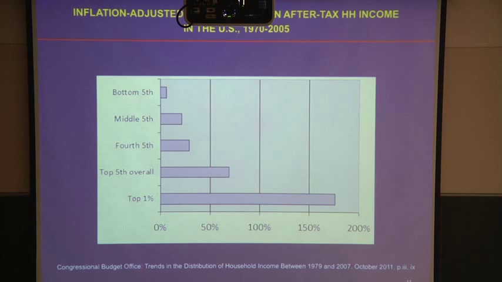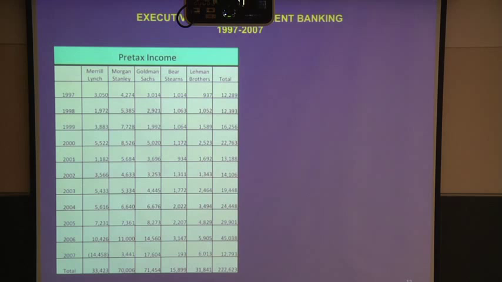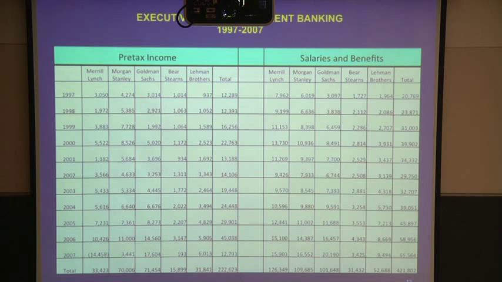Okay, so let's just take a look at investment banking. I just want to tell you, fasten your seatbelts. Here are some numbers I put together a couple years ago. This is kind of an eye test, but I'll explain it to you very quickly. The important numbers to look at are this and this. These are the five largest investment banks prior to the financial crisis, and I've got their pre-tax income for all these banks. There's Merrill Lynch, Morgan Stanley, Goldman Sachs, Bear Stearns, and Lehman Brothers. And then I've got salaries and benefits.